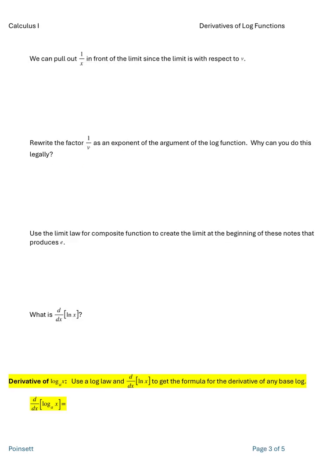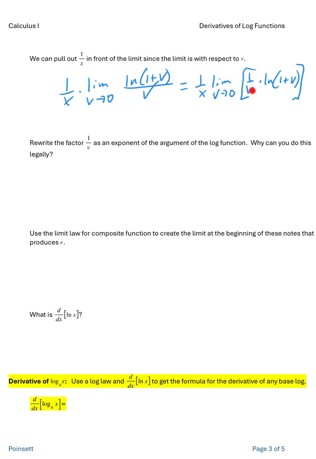vx. Since our limit is now with respect to v, we can pull out the 1 over x in front of the limit, i.e. the limit with respect to v does not affect the 1 over x, hence it can be pulled out front. So we've got 1 over x times the limit as v approaches 0 of the natural log of 1 plus v over v. And remember, this is simply 1 over x times the limit as v approaches 0 of 1 over v times the natural log of 1 plus v.